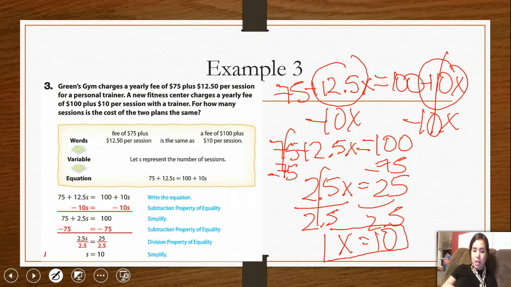If I wanted to check it, I could plug in a 10 here for x and a 10 here. When I do 75 plus 12.5 times 10, it should equal the same thing as when I do 100 plus 10 times 10.